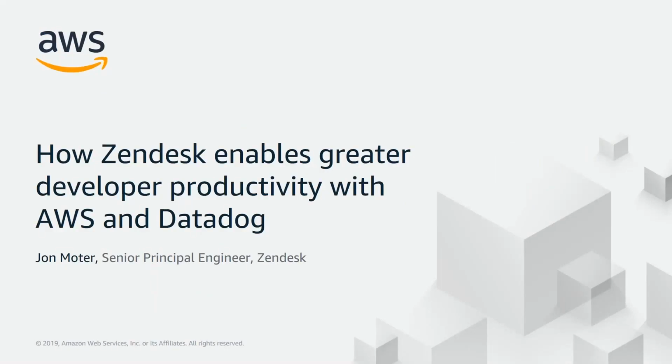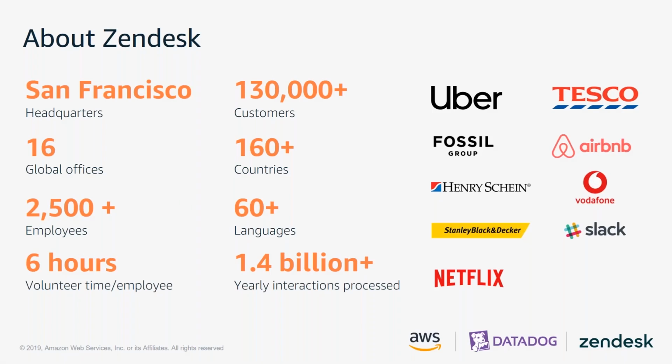Hi there. My name is John Motor. I'm a senior principal engineer at Zendesk. I work on infrastructure, platform, and Kubernetes, and I've been at Zendesk for a little over 4 years now. So today I plan to be talking about how Zendesk has been using Kubernetes, AWS, and Datadog over the past few years that I've been involved.